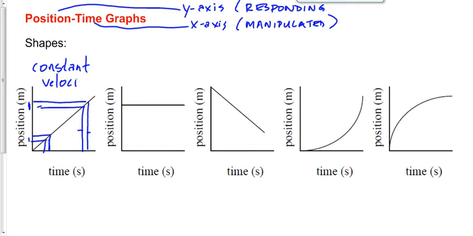See what I'm saying about thinking about it as opposed to memorizing? Understand the reasoning that I just used so that you can figure that out sometime. How about that second one? Position versus time. This is also a straight line, but it's a flat straight line. Yep, so stopped, right?